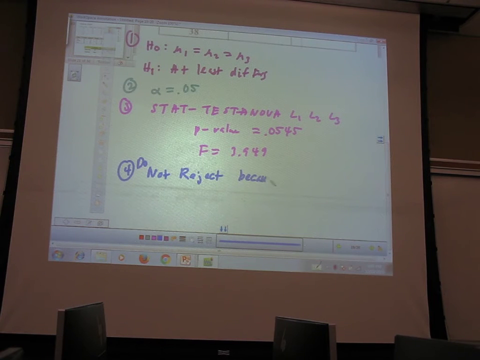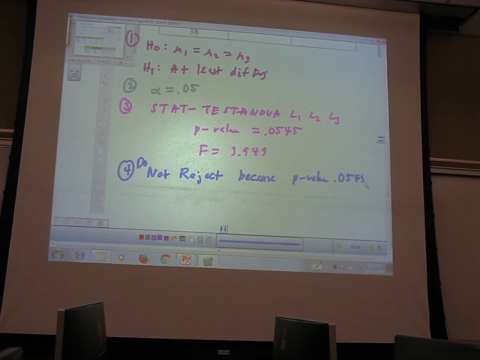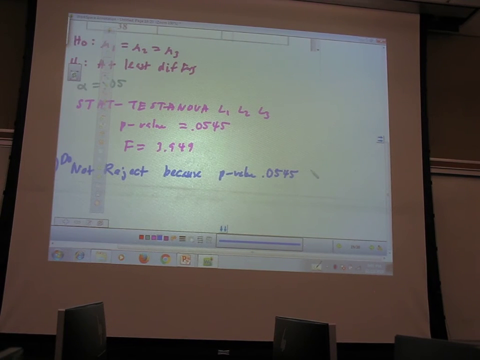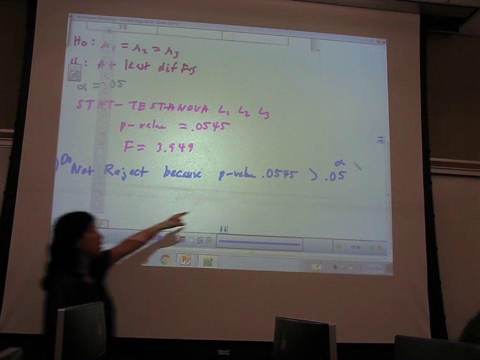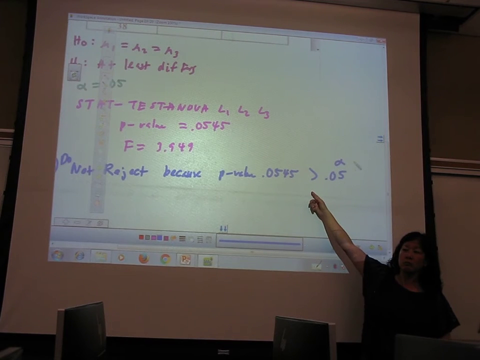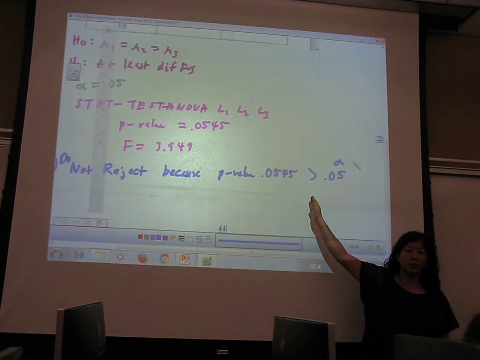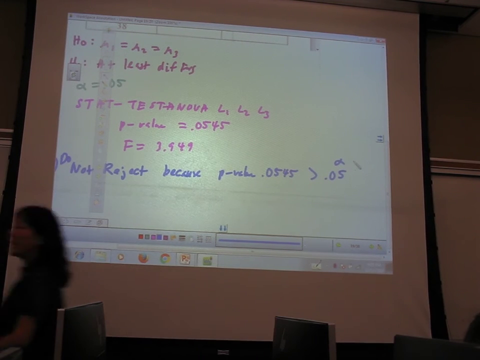because my p-value 0.0545 is greater than 0.05 alpha. Good? If these symbols confuse you a little bit, just write the words: is greater than, is less than, is bigger than. Whatever you need to say. Everybody on board?